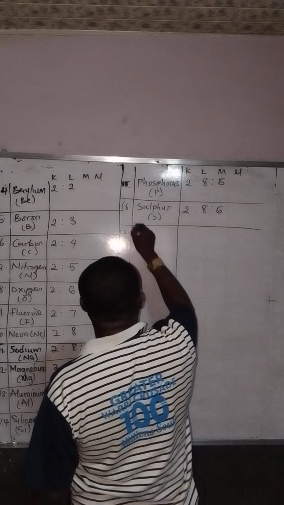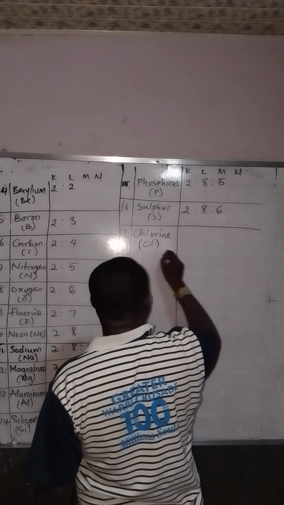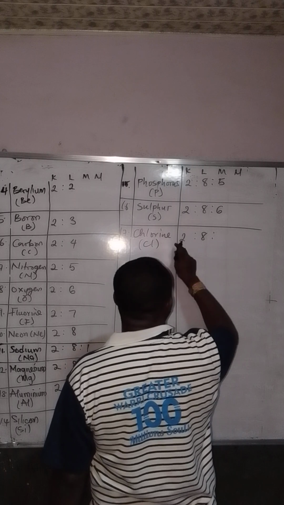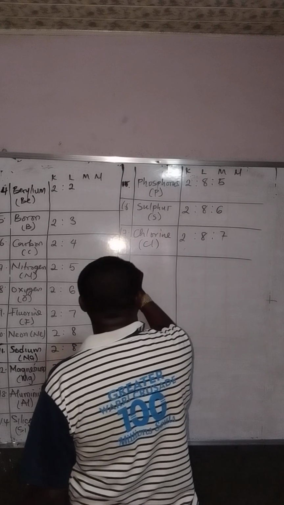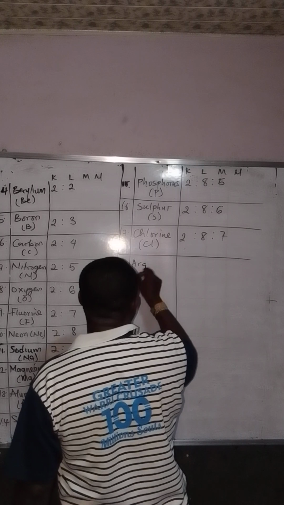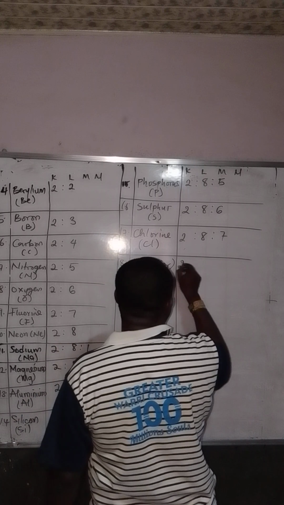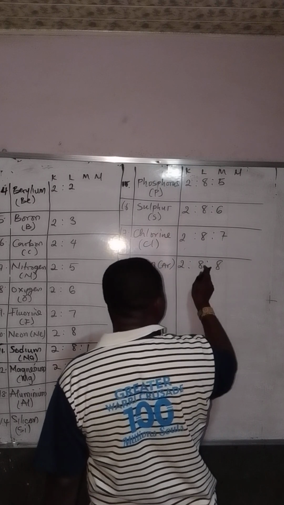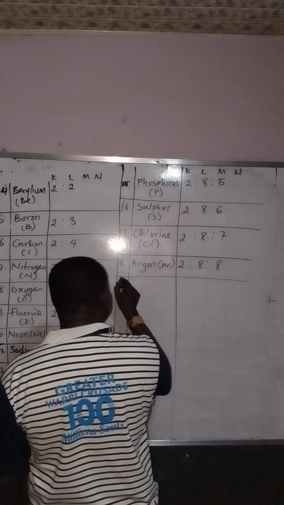Then the next one is chlorine. Chlorine, Cl. Now 2 stays here, then 8 stays here, making 10. The remaining 7 stays here. Then number 18 is argon. Argon, Ar. Then having 18 electrons, 2 stays here, 8 stays here, then another 8, so that 8 plus 8 is 16, plus 2, that's 18. Then the next one is potassium, 19.